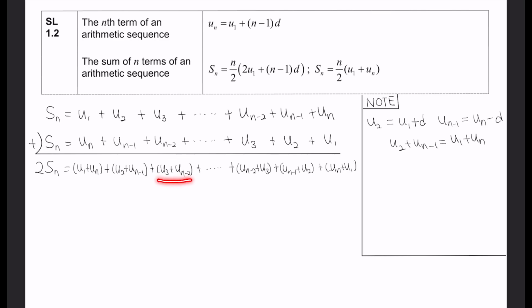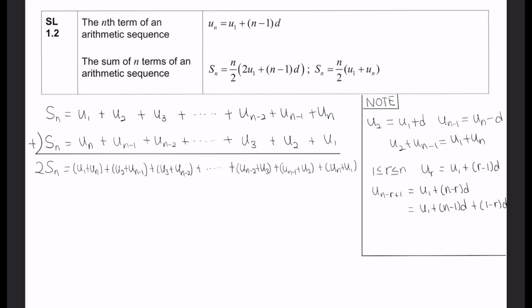In fact, u3 plus un minus 2, or better so, any sum of the form ur plus un minus r plus 1 will equal u1 plus un, given that r is any integer between 1 and n. Let's see how. From the nth term of an arithmetic sequence formula, we know that ur is equal to u1 plus (r minus 1)d. Also, un minus r plus 1 equals u1 plus (n minus r)d. Knowing that n minus r plus 1 minus 1 is still equal to n minus r, we can manipulate this equation to get the following.